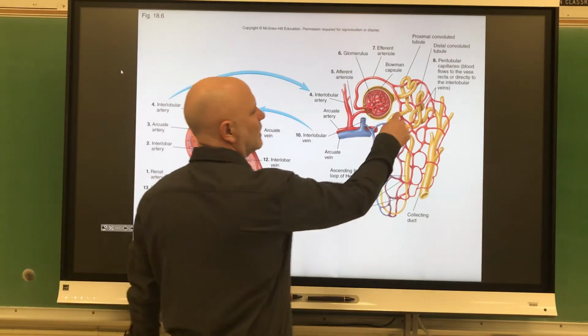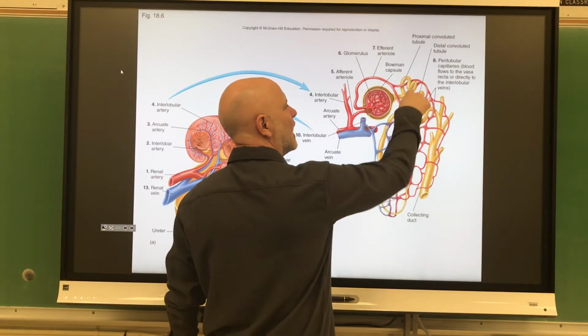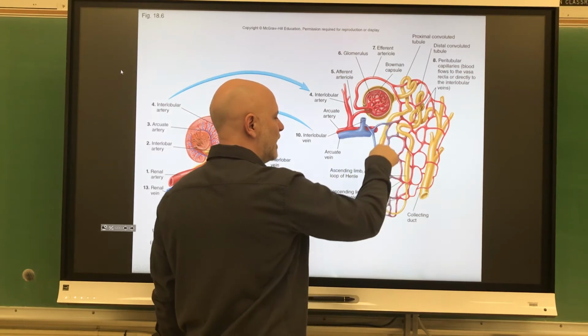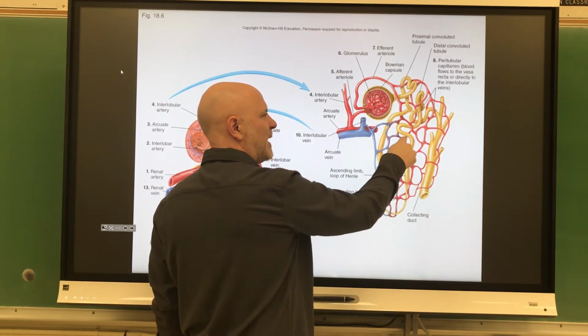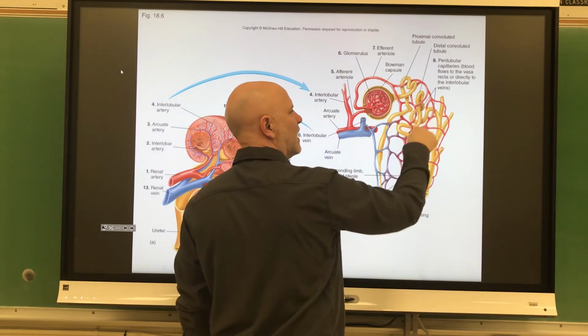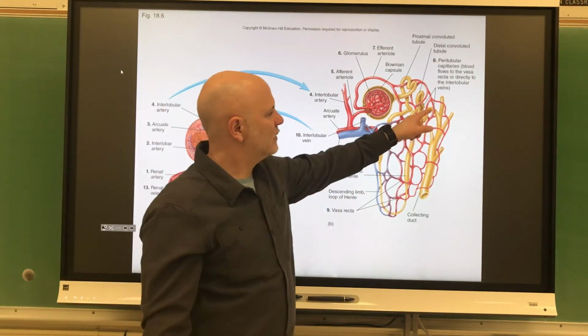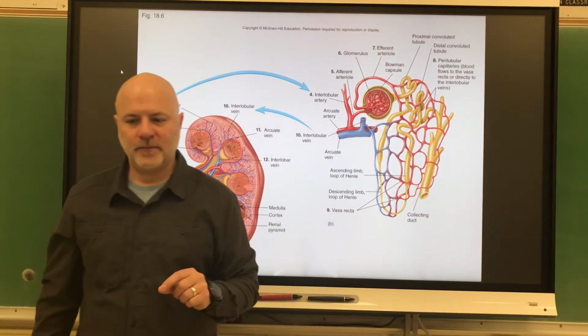We have the proximal convoluted tubule, which is right there. Convoluted means it's not straight. And then we have the loop of Henle, where it dips down and then back up. And then we have the distal convoluted tubule, which is found over here. That distal convoluted tubule connects to the collecting duct.